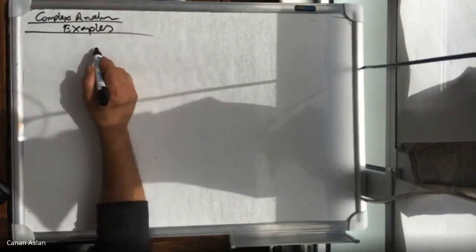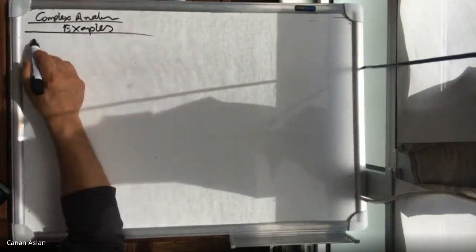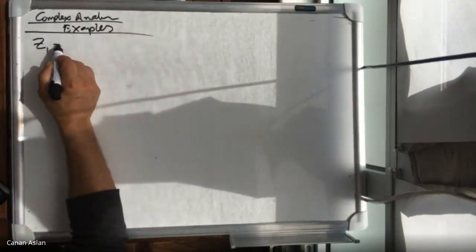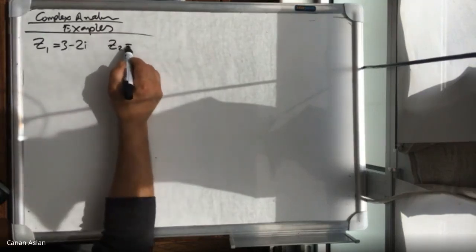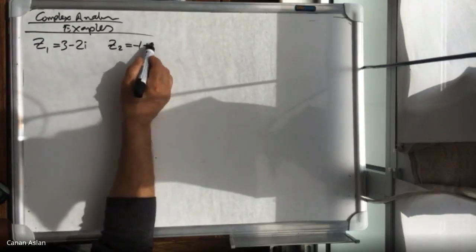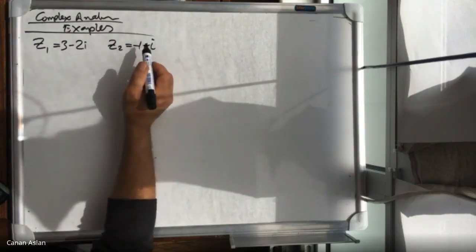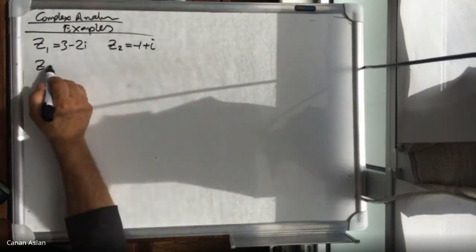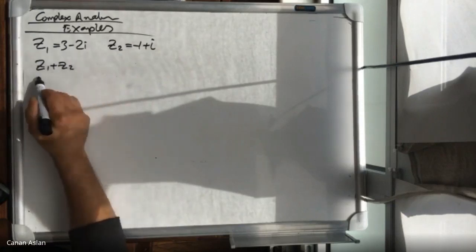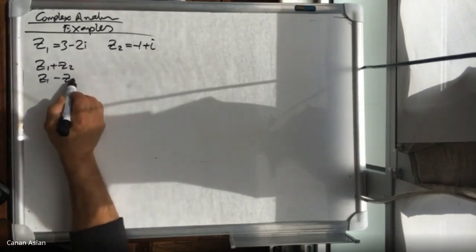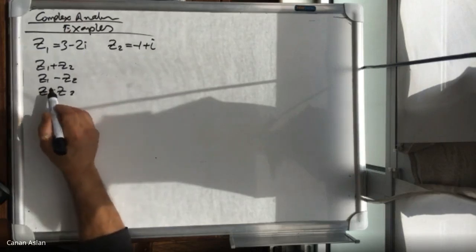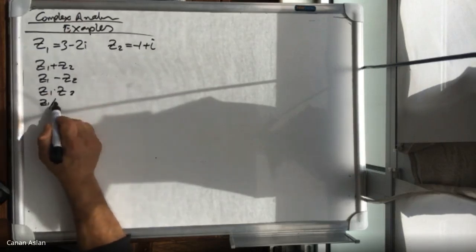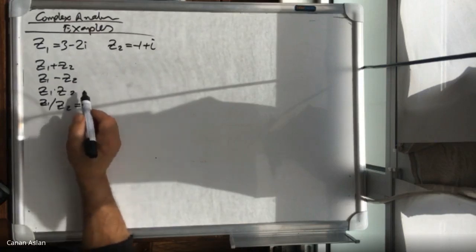Okay, everybody. Now let's give two complex numbers. One is Z1 equals 3 minus 2i, and Z2 equals minus 1 plus i. We would like to get Z1 plus Z2 and Z1 minus Z2, Z1 times Z2, and Z1 divided by Z2. We would like to get that.